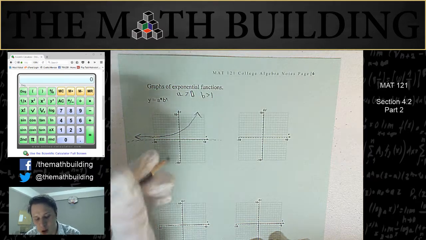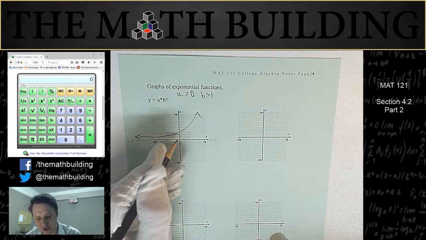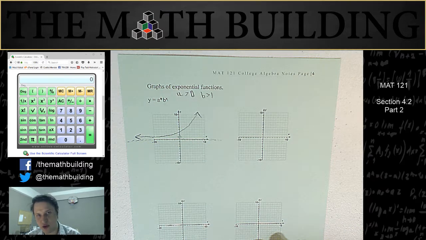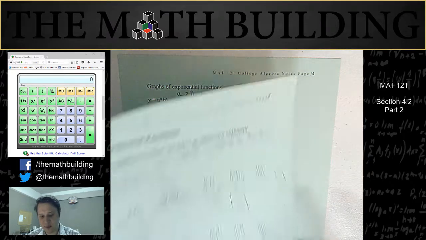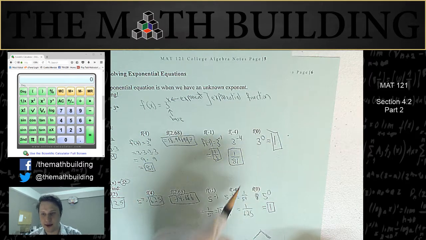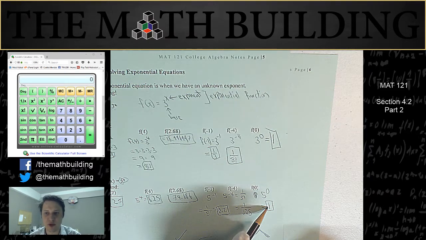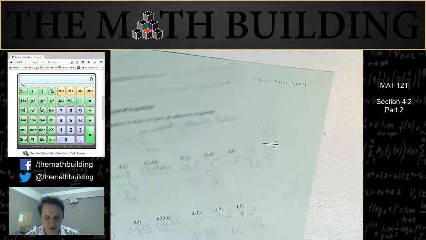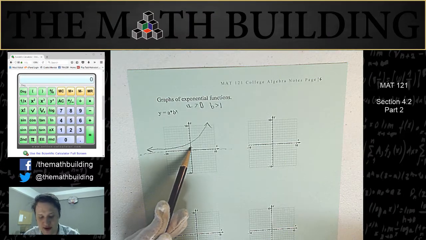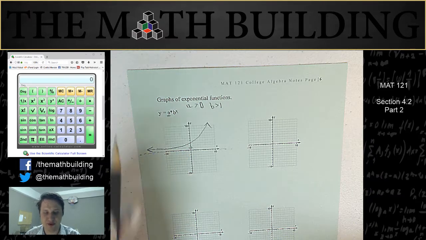Now I'll tell you, most exponential functions cross through this point right here. That's the point (0, 1). Now why is that? Remember in our examples, when we plugged in 0, anything to the 0 is 1. So in other words, whenever we plug in 0, most of the time we're going to go through that point right here. The only time that changes is if a is something different.